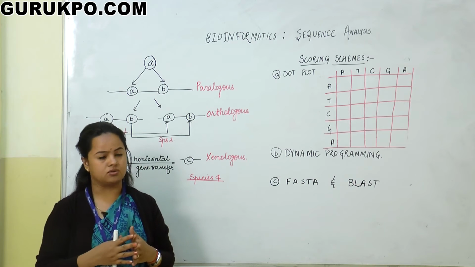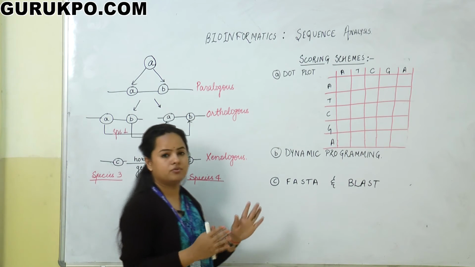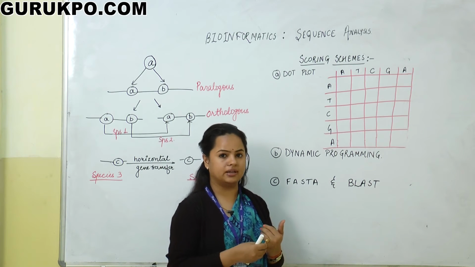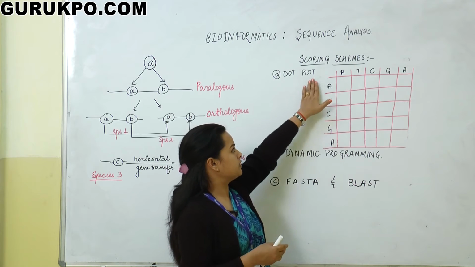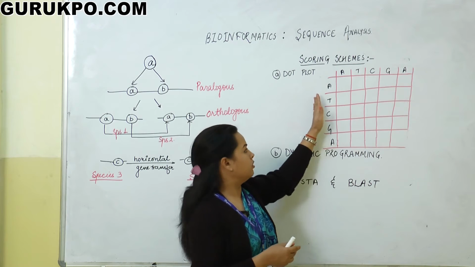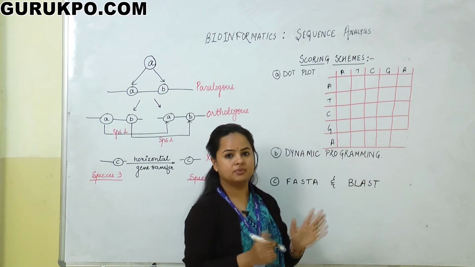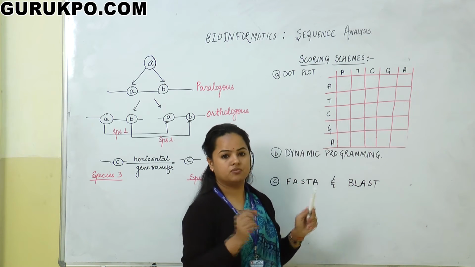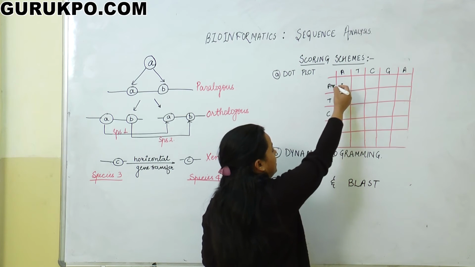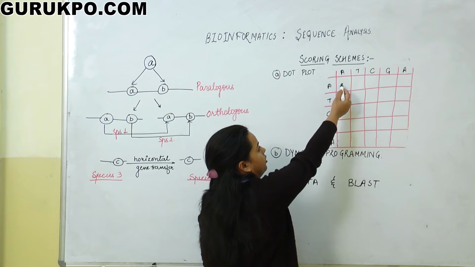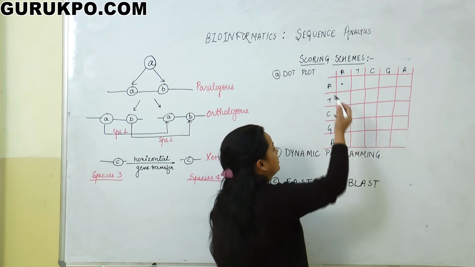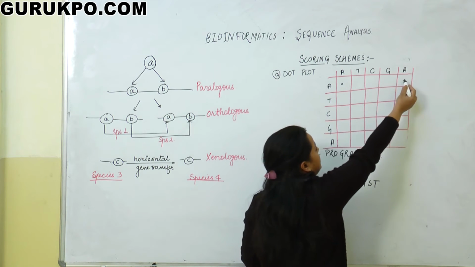We can also call it a dot matrix. Whatever the sequences are, proteins, nucleotides or DNA, we write one sequence on the x-axis and the other on the y-axis. Wherever we find the same character in both sequences, we mark a dot. Here A and A are common, so we mark a dot. But A is not common to T, so we do not mark anything there.